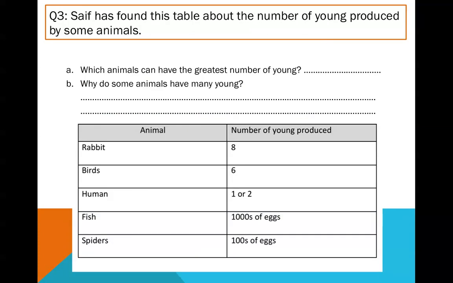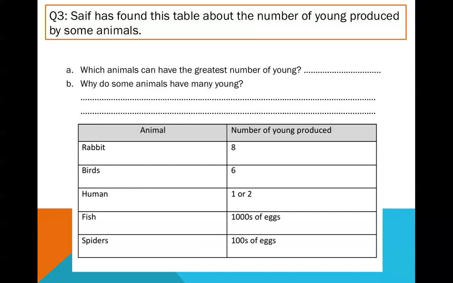Now let's get to question number 3. Safe has found this table about the number of young produced by some animals. As you can see in the table, the first column shows the animals and the second column shows the number of young produced. The number of young produced by a rabbit can be 8. The number of young produced by birds can be 6. The number of young produced by human can be 1 or 2.